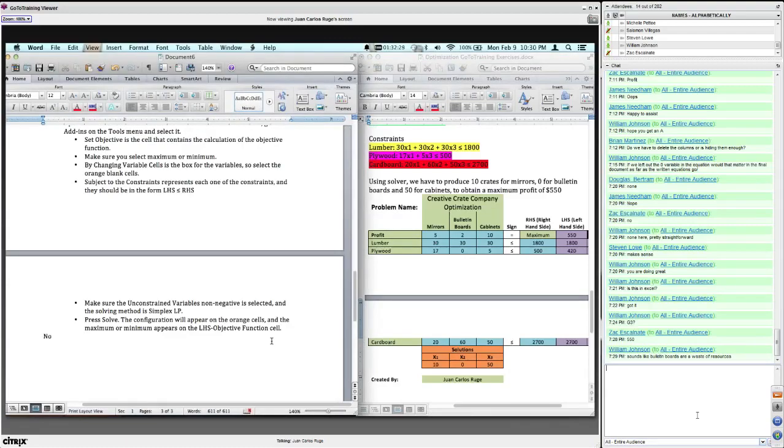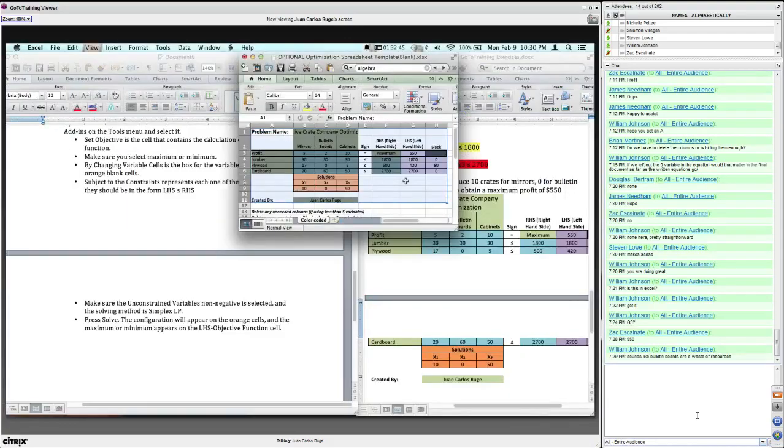A note on the final document. On the spreadsheet, you can see the slack column. No, William, it's not like a waste of resources. It is like if you produce more of the other ones, you can get a better profit. You can make a profit with bulletin boards. However, it is not as good as the one with cabinets.